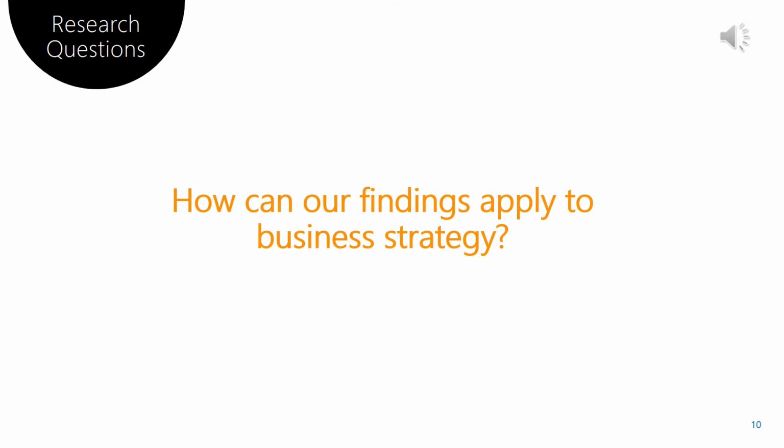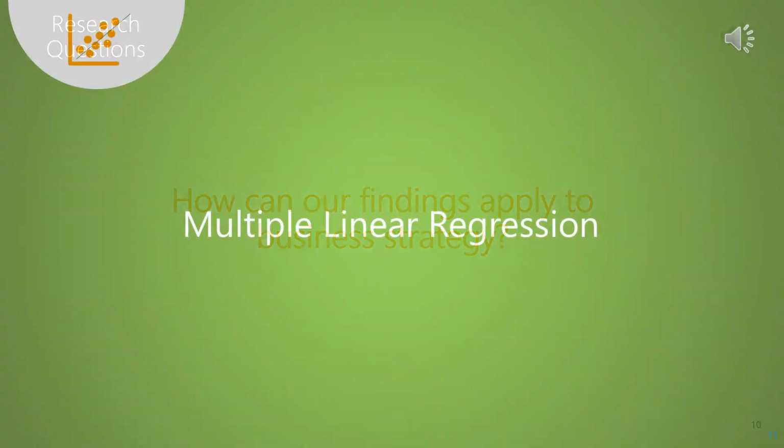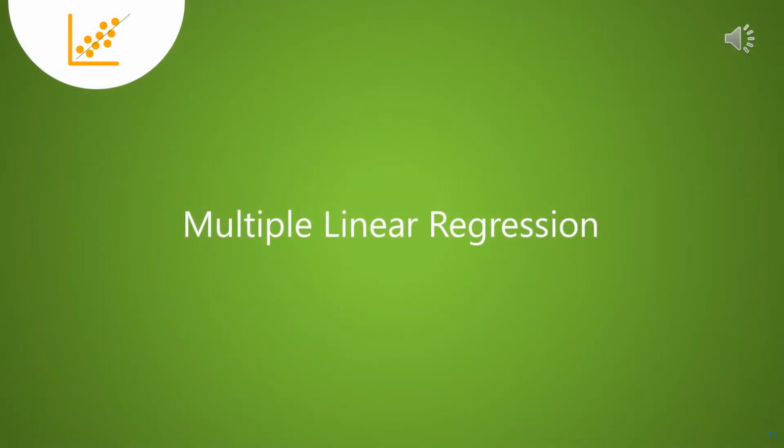Once we understand which variables matter and to what degree they matter, the final question we need to answer is how can we apply these findings to our business strategy? So the way we're going to attempt to answer these questions, at least the first two research questions, is through a technique called multiple linear regression.